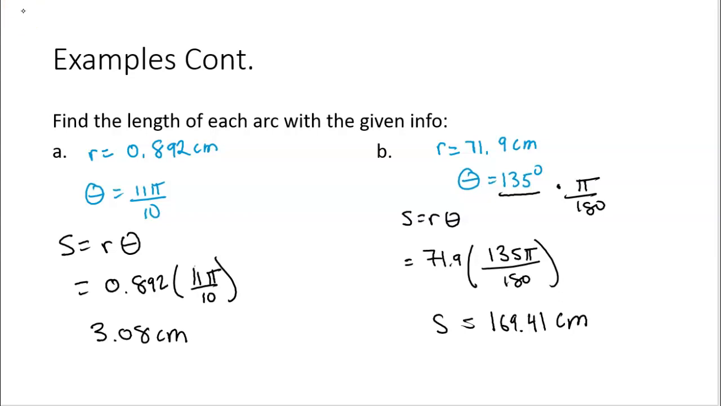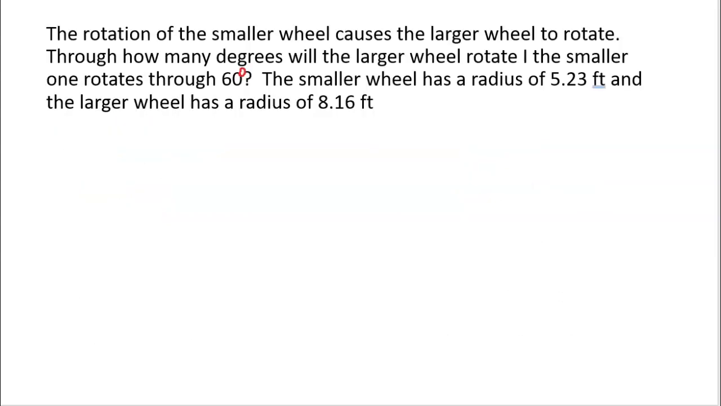So let's do one last example that's putting things all together using our knowledge of S equals r theta. Here's our word problem. The rotation of a smaller wheel causes the larger wheel to rotate. Through how many degrees would the larger wheel rotate? It's supposed to say, if the smaller one rotates through 60 degrees. The smaller wheel has a radius of 5.23 feet, and the larger wheel has a radius of 8.16 feet.